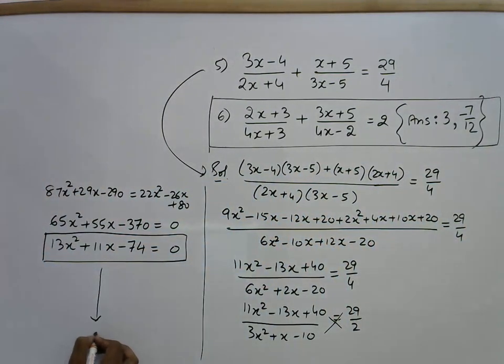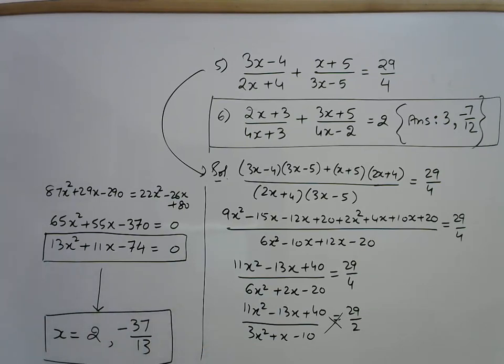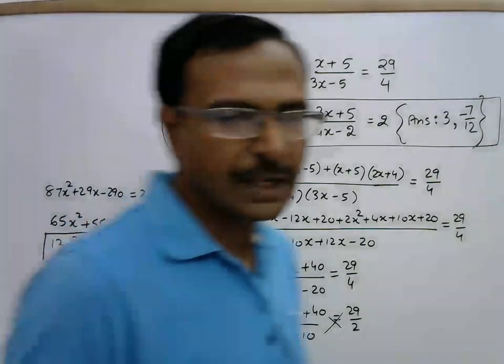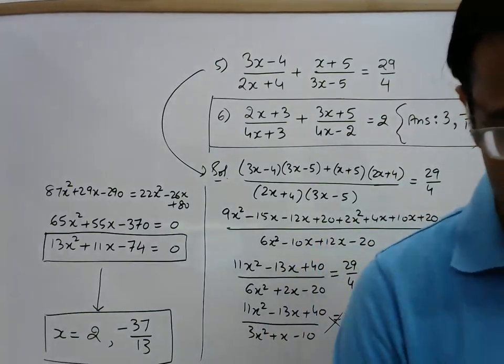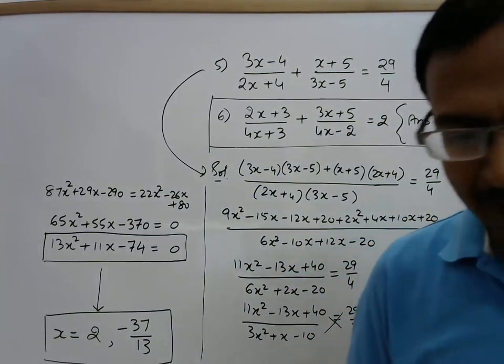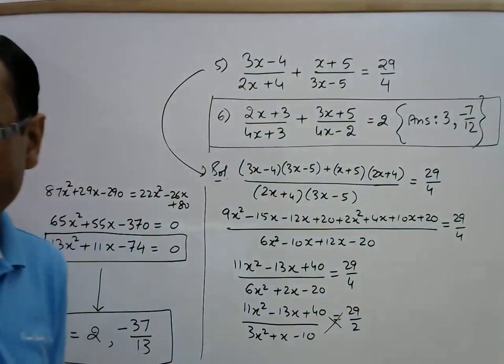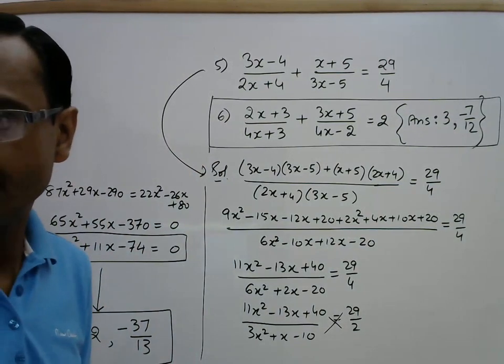Your answer should be 2 and minus 37 upon 13. So x should be equal to 2 and minus 37 upon 13. So I am leaving that middle term splitting part for you because we need to save time, because there is one last question also which we need to do.